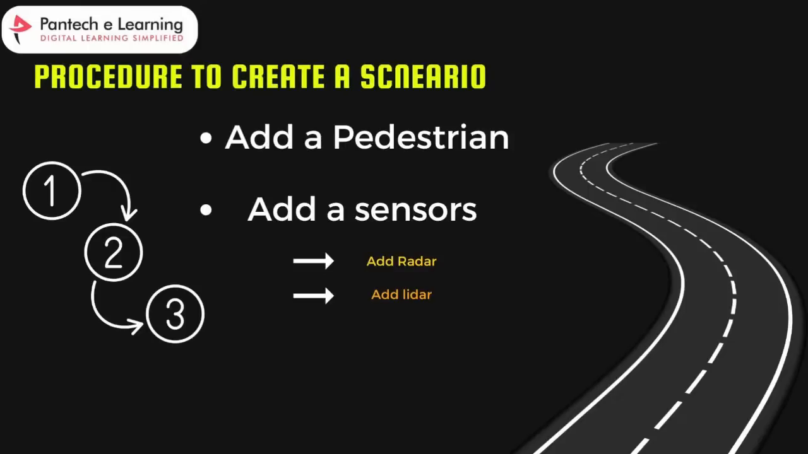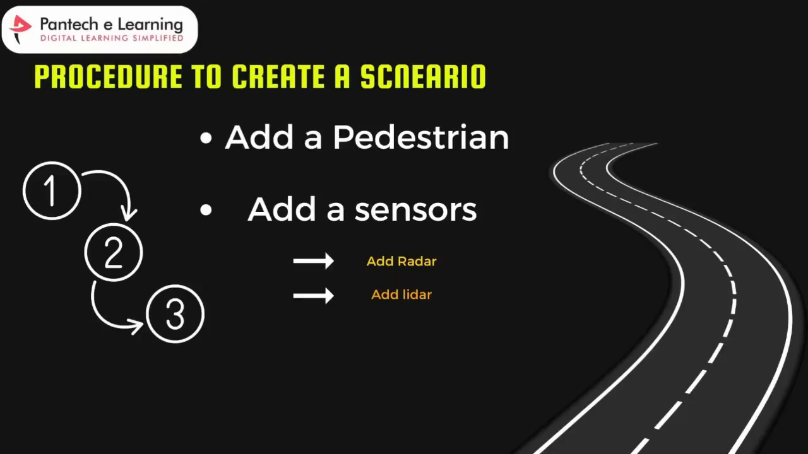Next, we are going to add the camera. So we know the cameras are the sensors that capture the visual information about the environment. They are used for tasks like detecting the objects, recognizing the traffic signs and monitoring the surroundings.